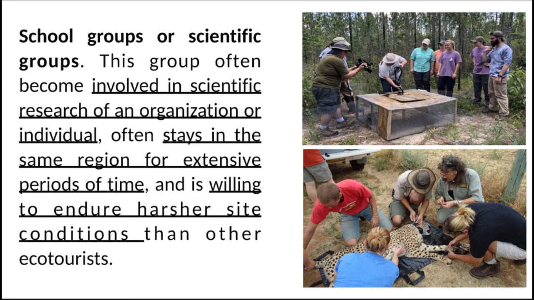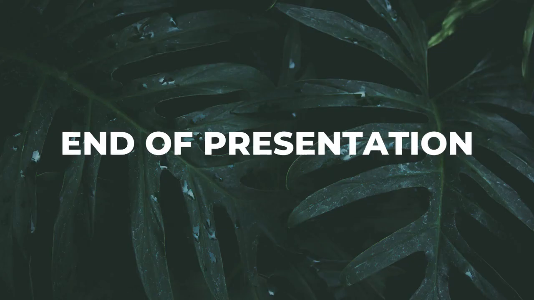So remember, there are 3 types of ecotourists. We have the do-it-yourself ecotourist, the ecotourist on tours, and of course, the school group or the scientific group of ecotourists. So that concludes our Lesson 1.2, which is the Ecotourism and Ecotourists.